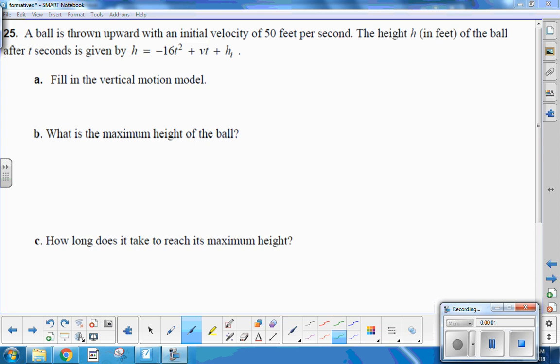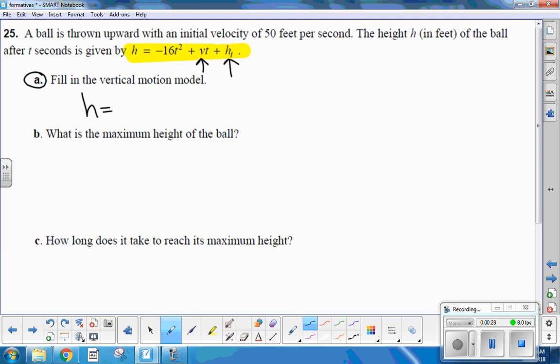Number 25 is a problem with vertical velocity, and on the test you will be given this formula. Okay, what you want to do when you see this formula, the first thing you need to do, and it's super important, is find the initial velocity and the initial height. Fill those two things in first, always. That's what A is asking for, but on the test it might not ask you for that. You should do it anyway.